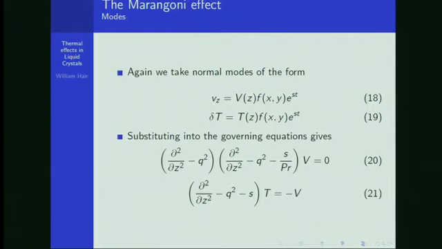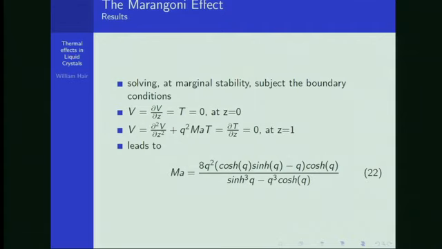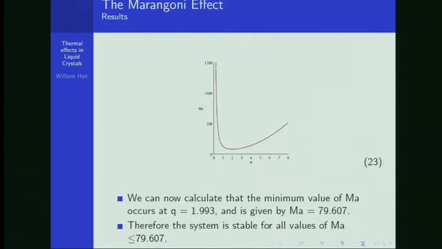Again, the next thing is fairly similar. We do a linear stability analysis, so we take normal modes and then substitute that back into our governing equations. And then again, if we solve at marginal stability, we'll find the critical Marangoni number, which we can then plot against the wave number, and we'll get a very similar curve again.